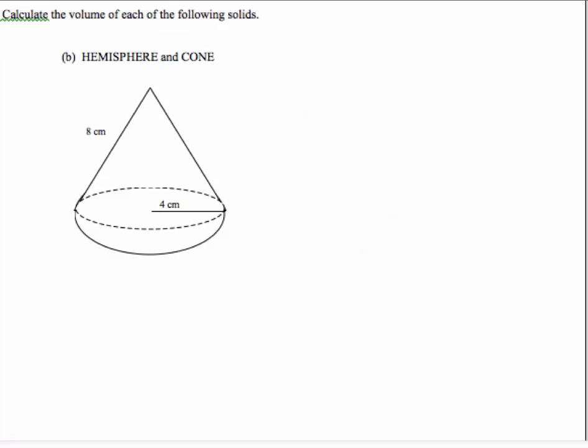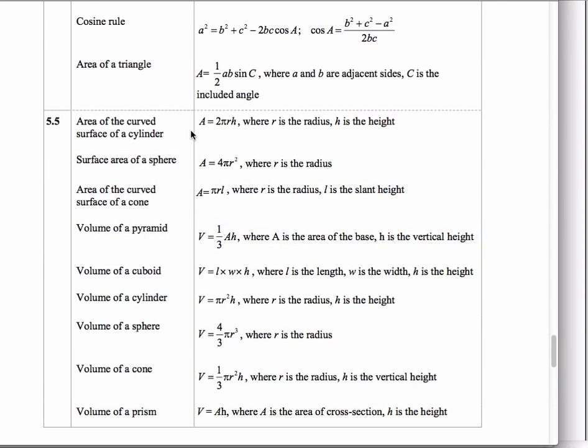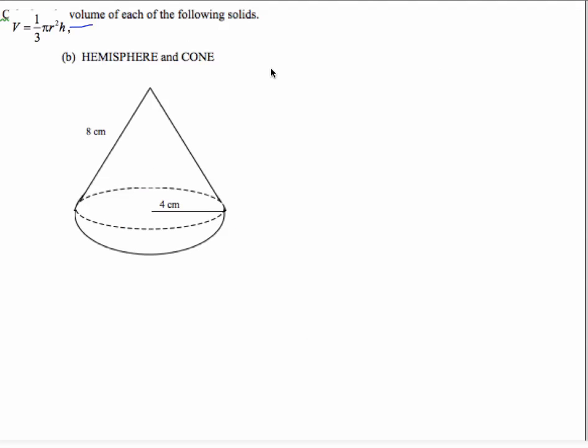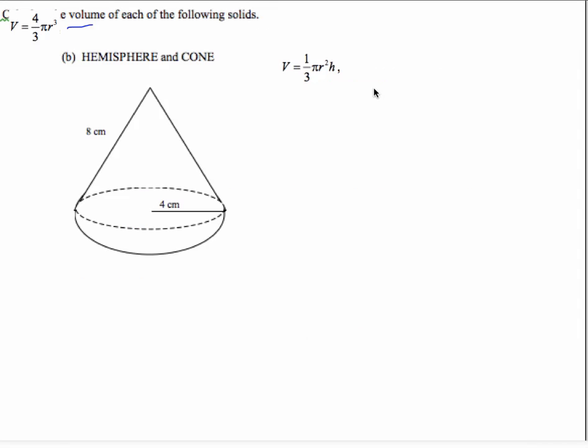Okay, next example, we're going to find the volume of this solid. It consists of a hemisphere and a cone, so that's like a half sphere and a cone. Let's get the formulas for the volumes of a cone and a sphere. So cone is 1/3 pi r squared h. So that's the cone formula. And the sphere is 4/3 pi r cubed. Okay, we've got our 2 formulas.